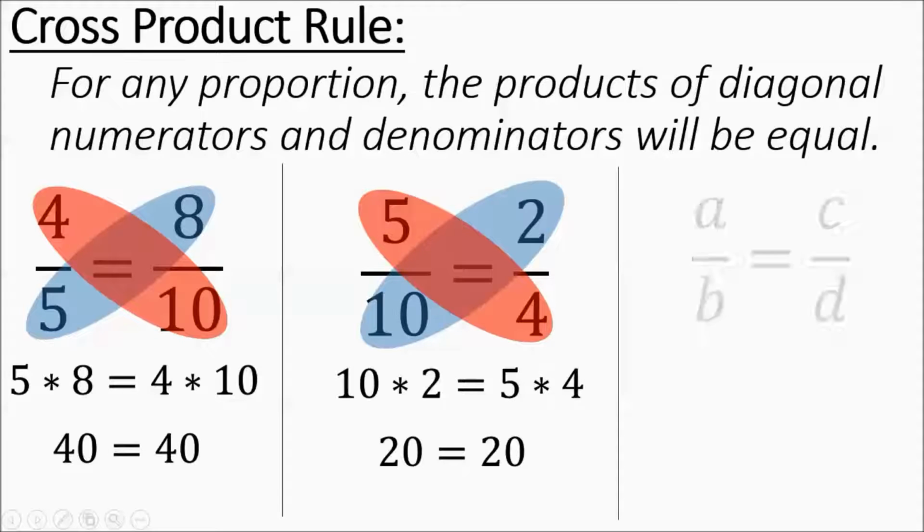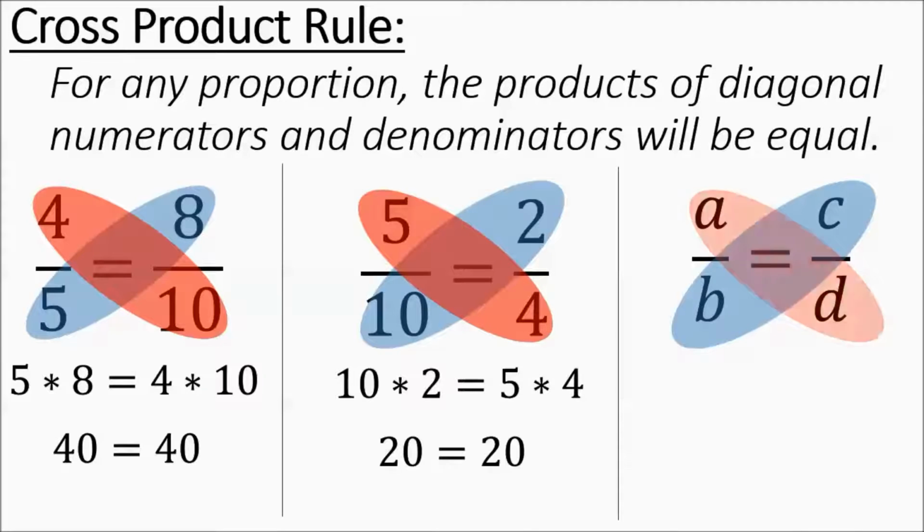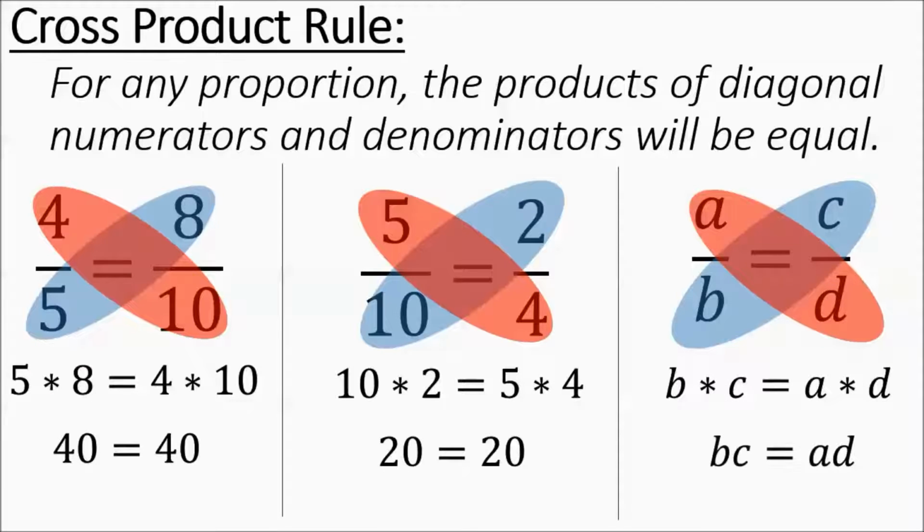Now we're going to get a little bit weird here. We're going to take this and do variables. Now a lot of kids are going to panic. But all you have to do is do the same thing. You look at the diagonal variables and you multiply them. B times C equals A times D. BC equals AD. It's the same concept with unknowns. This is going to come in handy as you move forward in this proportions unit. We're going to go ahead and check it out right now.